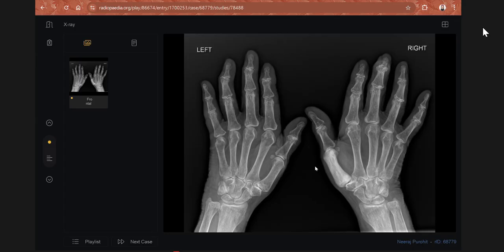The examiner doesn't want from you an expected diagnosis. Just give your differential and tell whether this is an aggressive lesion or non-aggressive. This is very, very important.